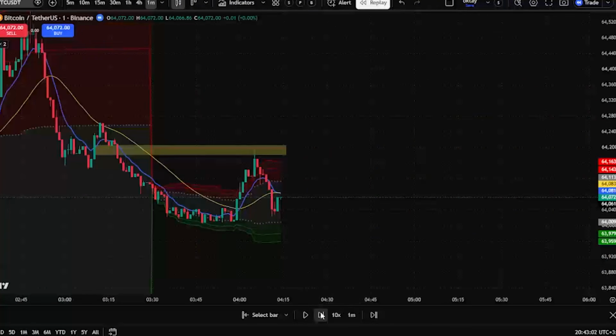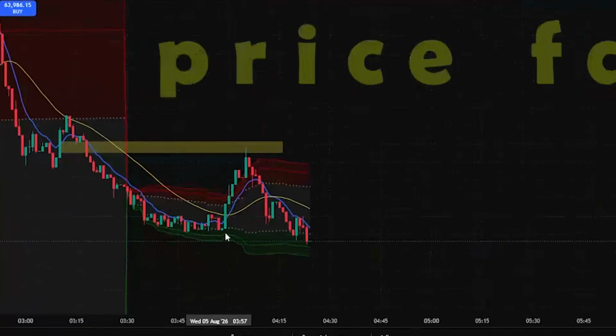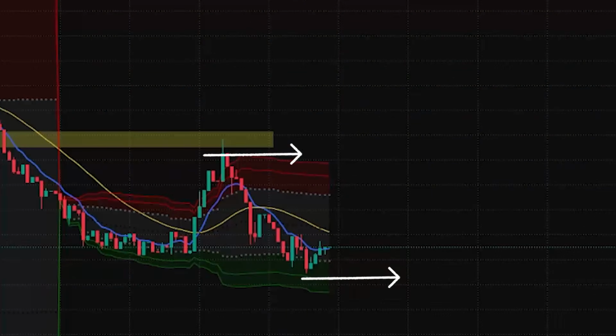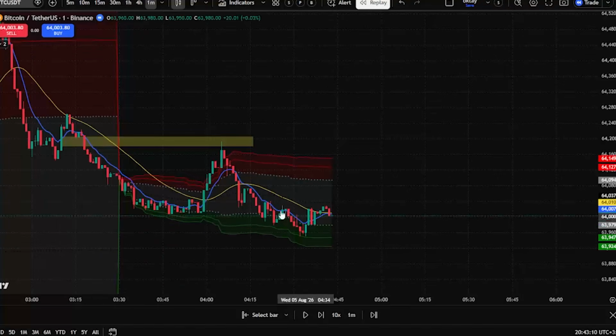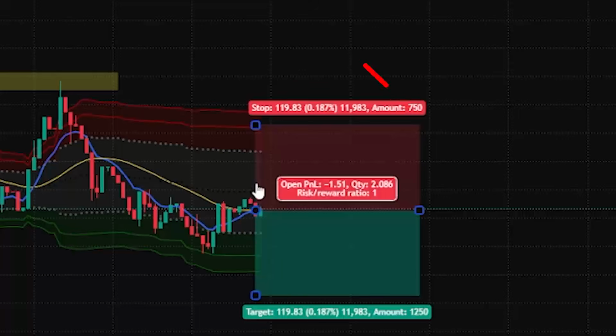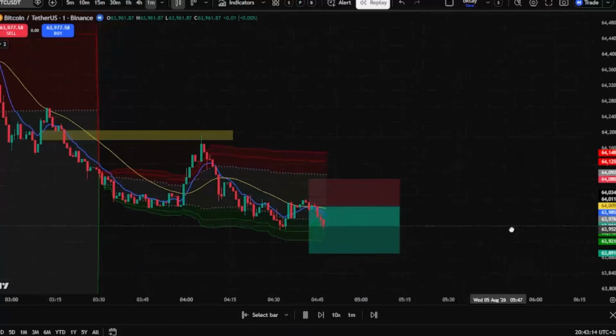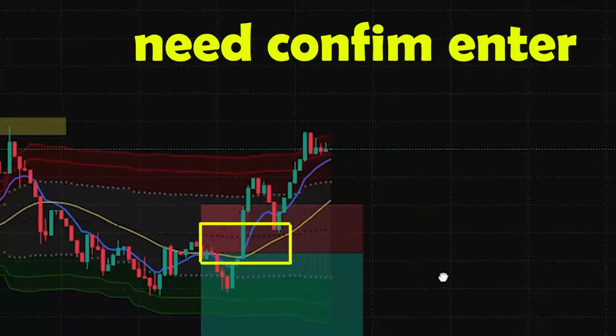Bitcoin is one of the most challenging markets for scalpers. The price moves fast, fake breakouts happen constantly, and many traders enter positions based only on emotions or random signals. That's why professional traders often look for confirmation before entering a trade.